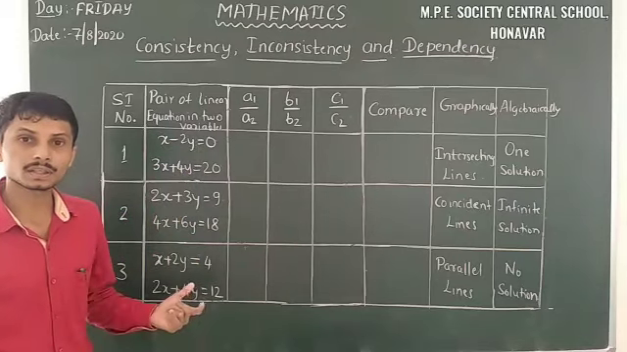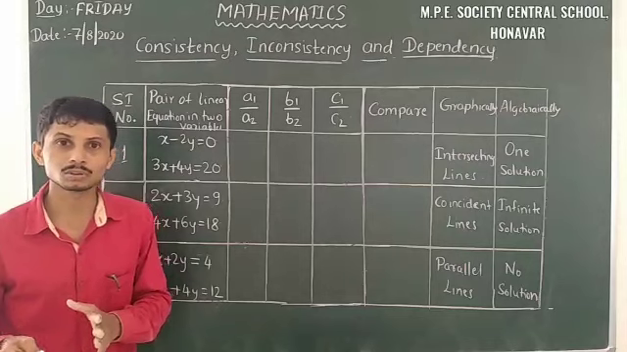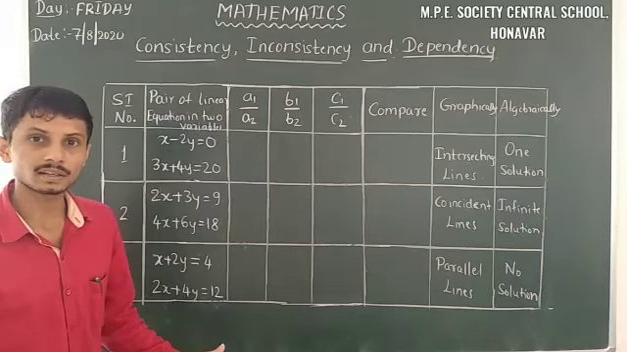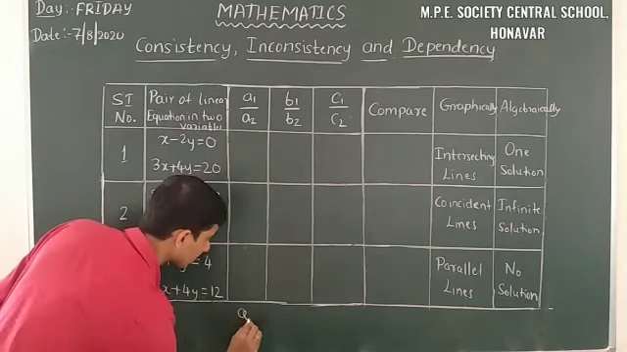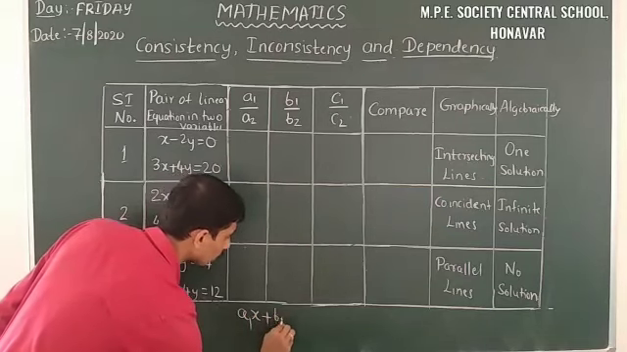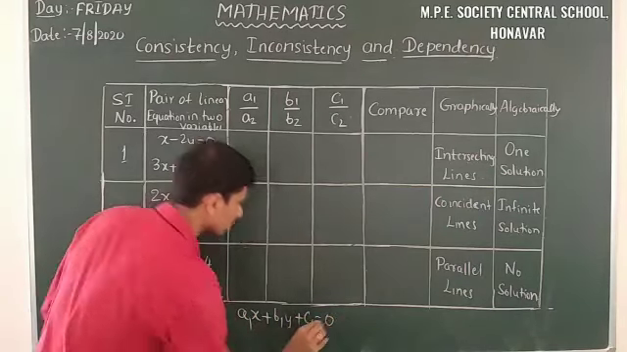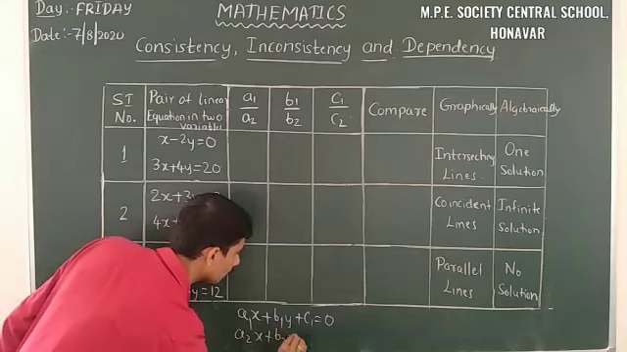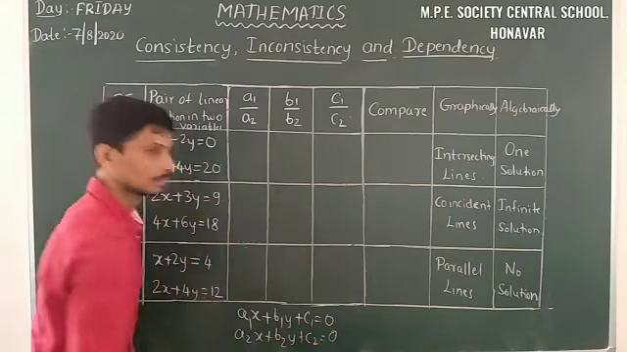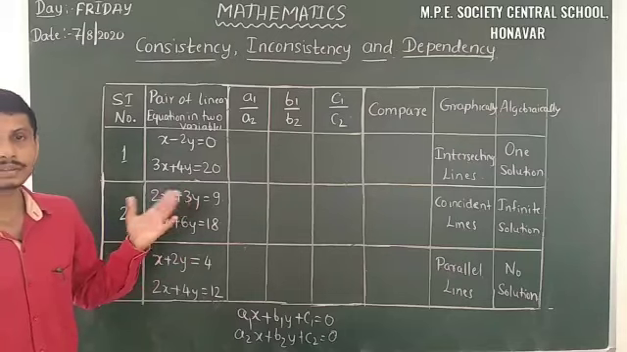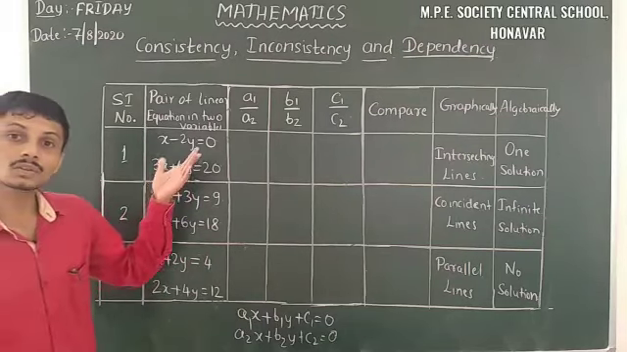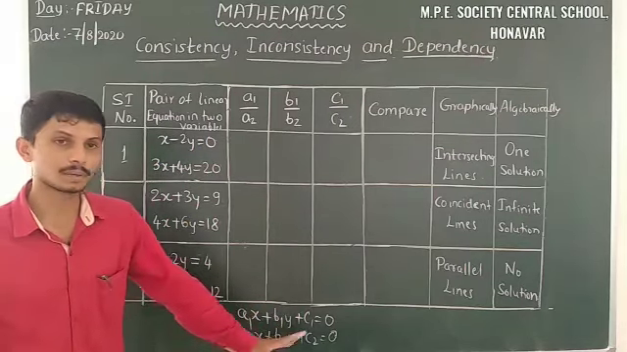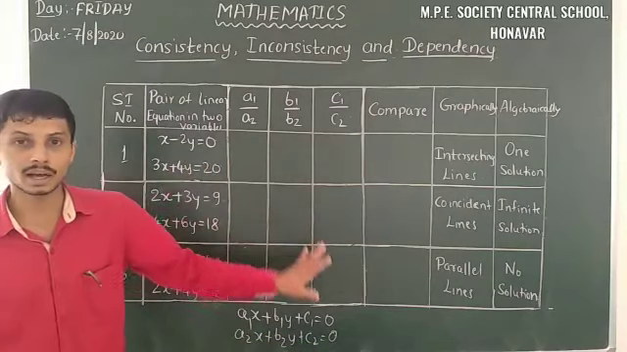Just observe, all the pairs of linear equations are in the form ax plus by plus c is equal to 0. So I will write the standard form first: a1x plus b1y plus c1 is equal to 0, and another one, a2x plus b2y plus c2 is equal to 0. Do you agree? Here the constant terms are on the RHS.